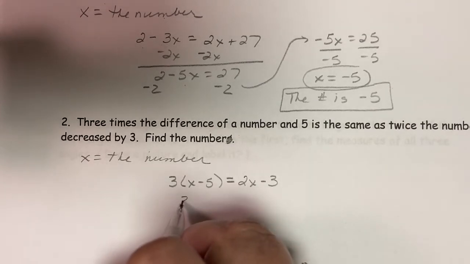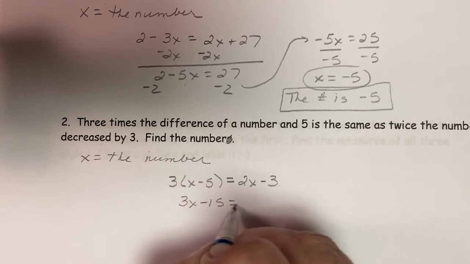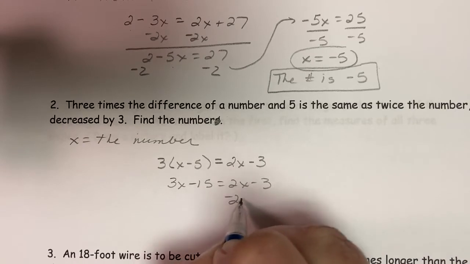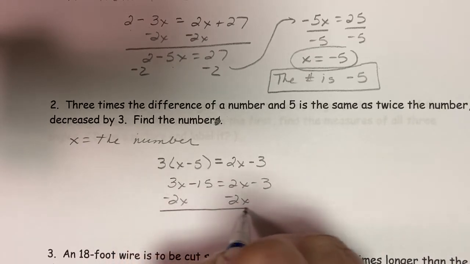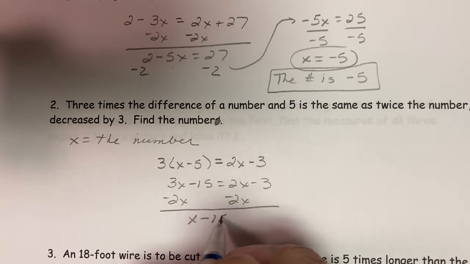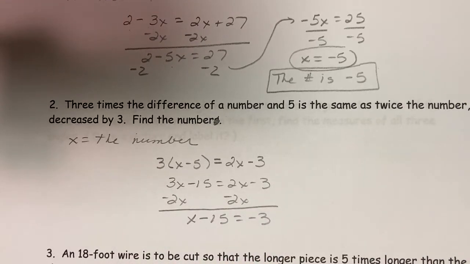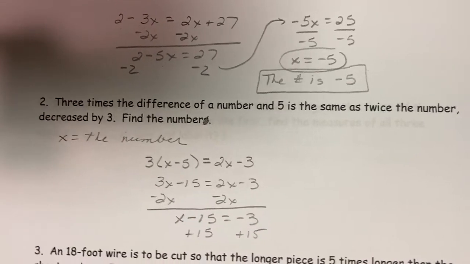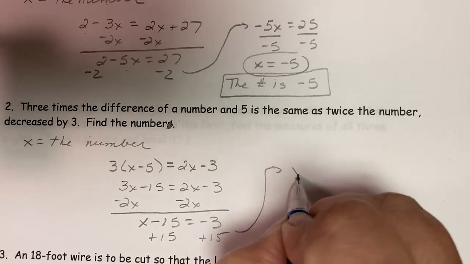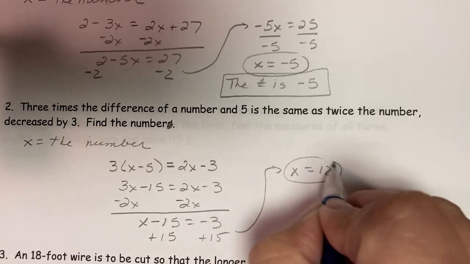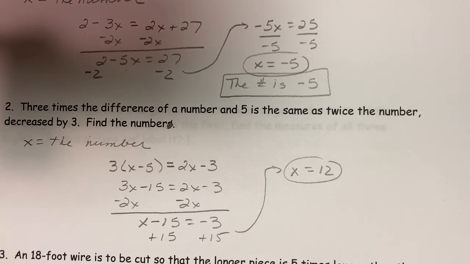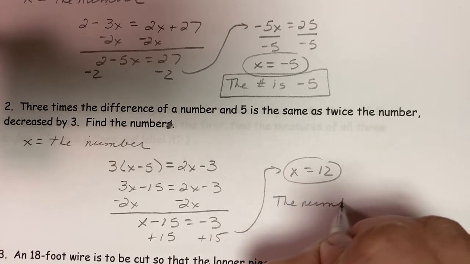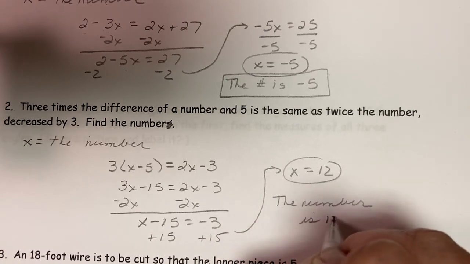So here we go to solve. So 3x minus 15 equals 2x minus 3. Let's subtract 2x from both sides of my equal sign, giving me x minus 15 is equal to -3. Add 15 to both sides. And as usual, I'm going to run out of room, and I get x is equal to 12. So again, the interpretation's kind of boring, but it's just going to be the number, because that's what we're looking for, is 12.